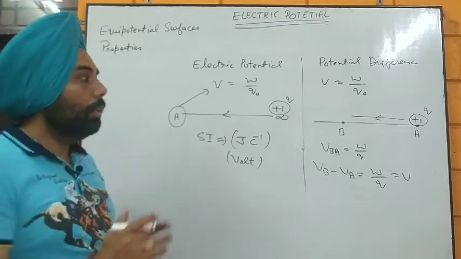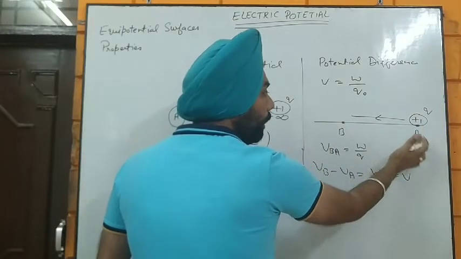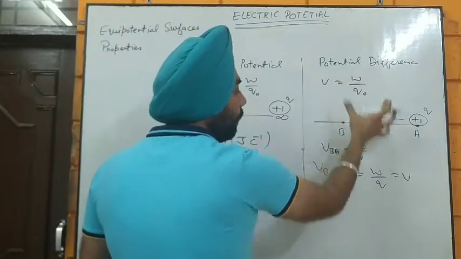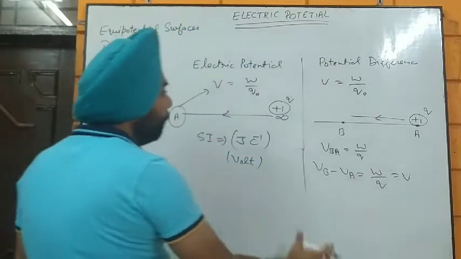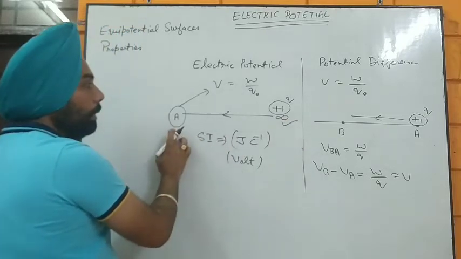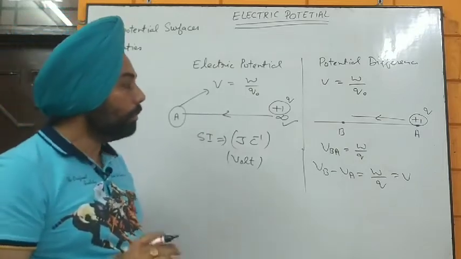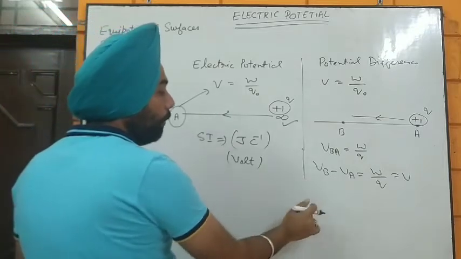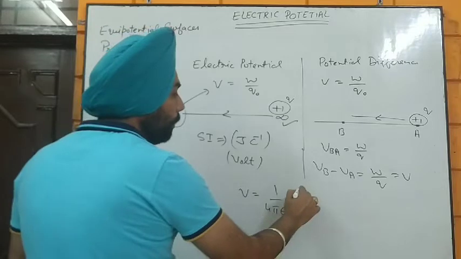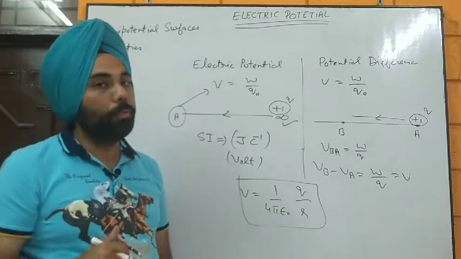The difference is here: if we are taking the potential between 2 points, if you bring a positive unit charge from one point to another point, then the potential difference is going to happen here. But if we bring the positive unit charge from infinity to a particular point, then that potential is known as electric potential. That is the difference between them. Now, the expression we have done in the previous video, the expression for potential is 1 over 4 pi epsilon naught, Q by R.